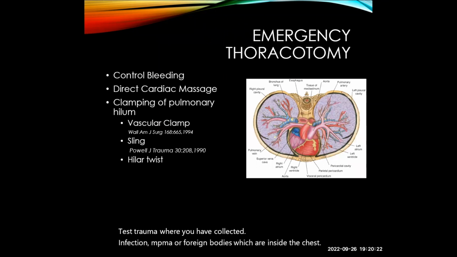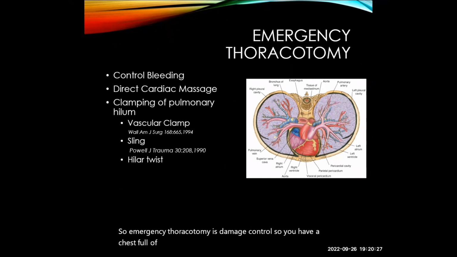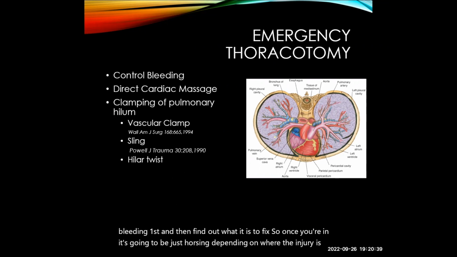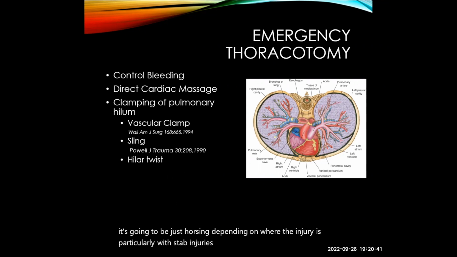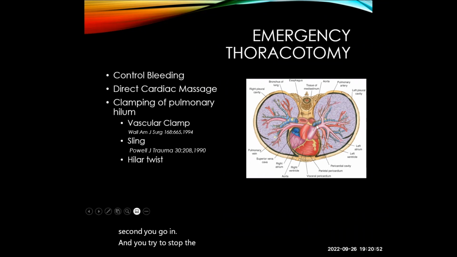So emergency thoracotomy is damage control. So you have a chest full of blood, you're going in and you want to stop the bleeding first and then find out what it is to fix. So once you're in, it's going to be just horsing around depending on where the injury is, particularly with stab injuries. We'll come to how you get into the chest in a second. You go in and you try to stop the bleeding by squeezing the hilum.